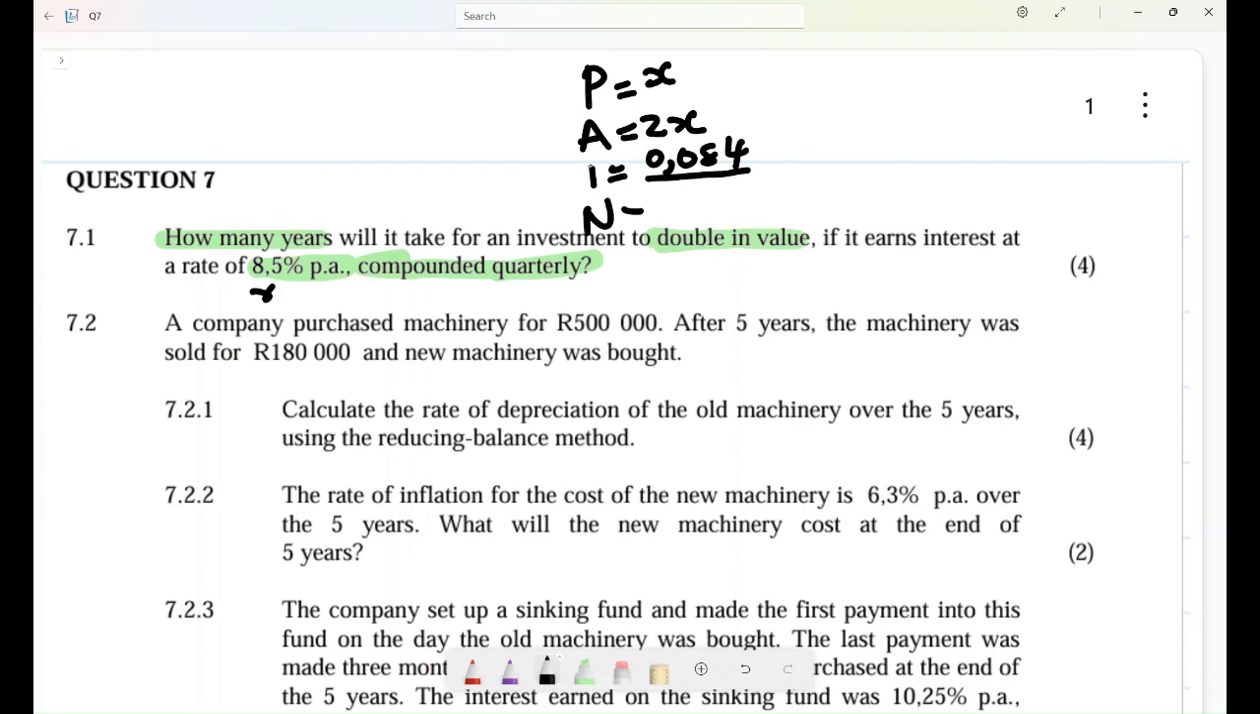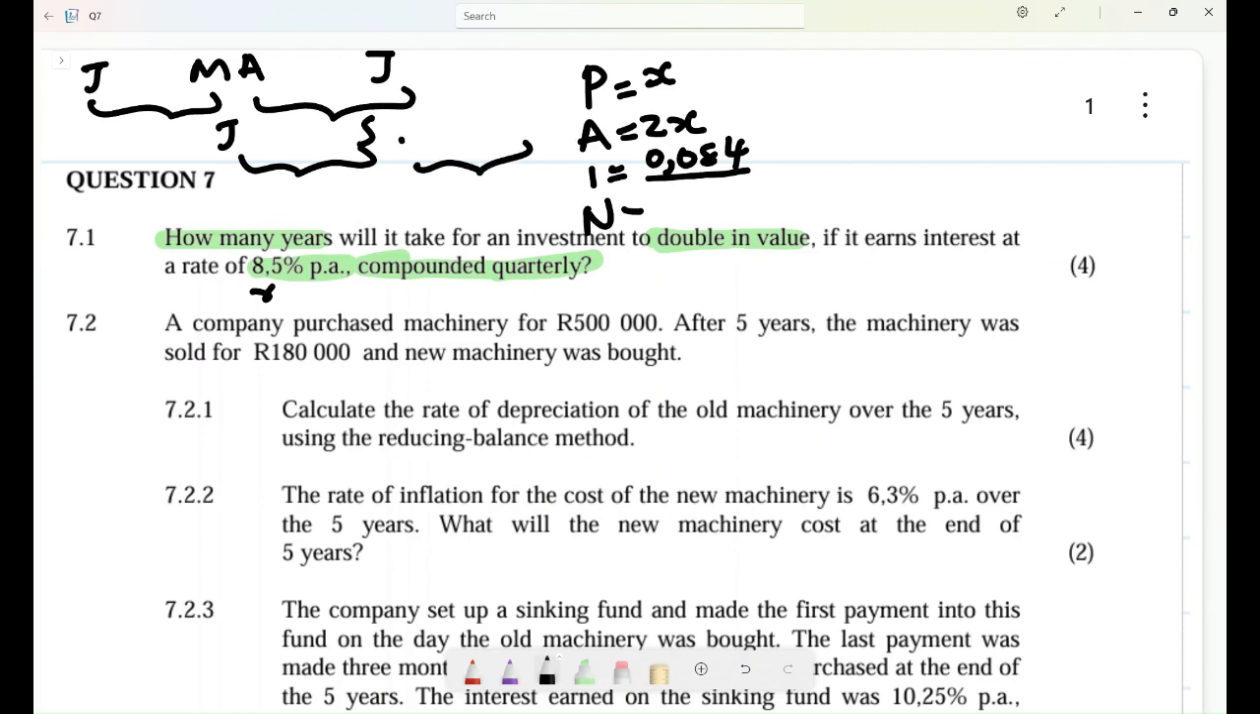But I prefer you to divide this I by the number of months that you compound your money or you invest your money. Here we are told that it is compounded quarterly. If it is compounded quarterly, it means every 3 months: January to March, then April, May to June, then July, August, September, then October, November to December. So in a quarter, we have 3 months.